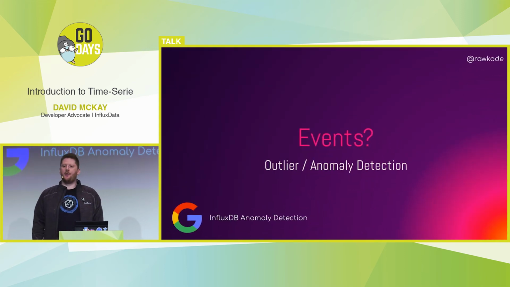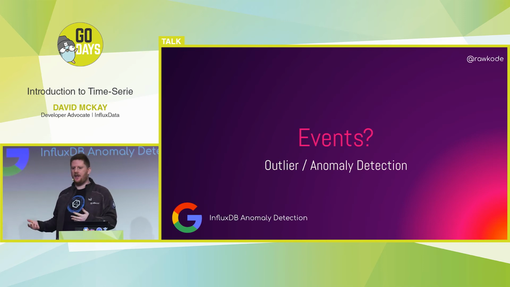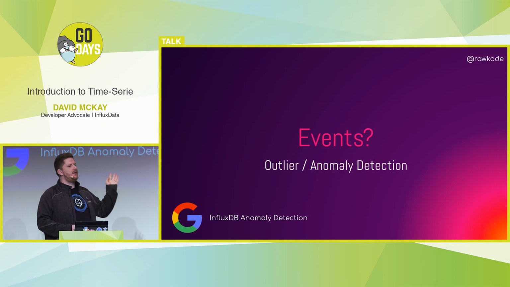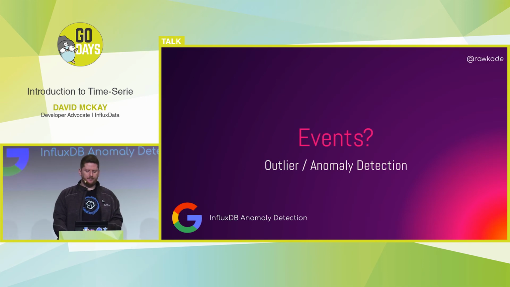Now, if you're storing events in your TSDB, you cannot take advantage of continuous queries because it's irregular, right? How do you calculate that average for something that's irregular? Well, you can't. What I would suggest is we have loads of articles on doing anomaly detection and outlier detection with InfluxDB, so you can just go and Google for that.